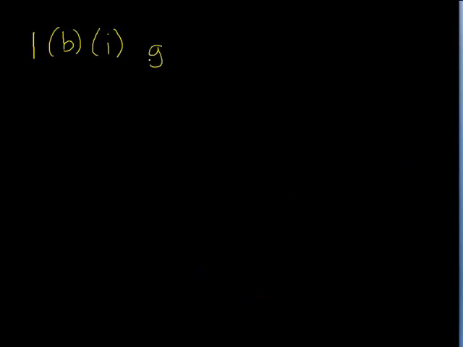Question 1, Part B, Part 1, you need to find the equation of a line which is parallel to AB. So the gradient of this line has to be the same as the gradient of AB, which is minus 7 over 3.